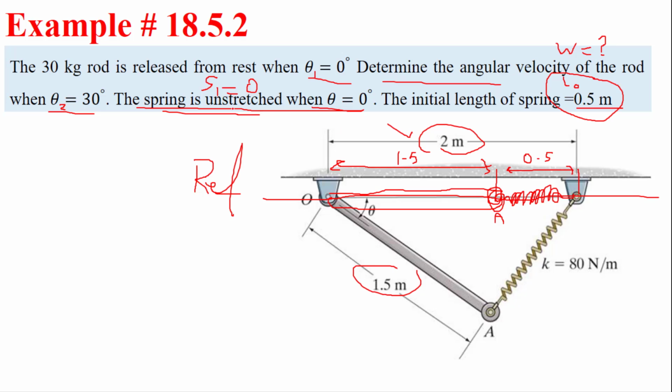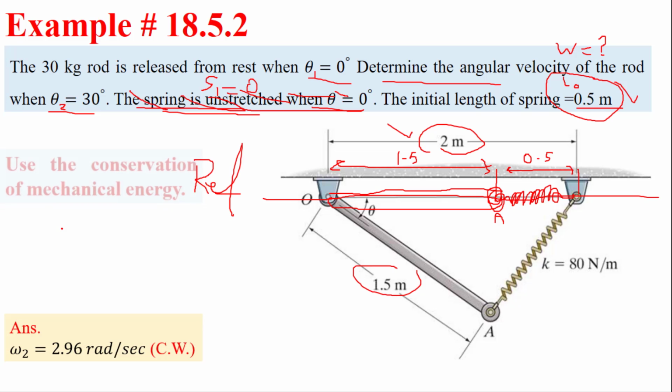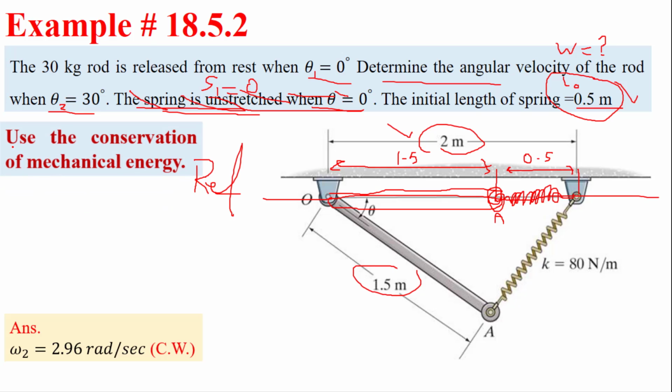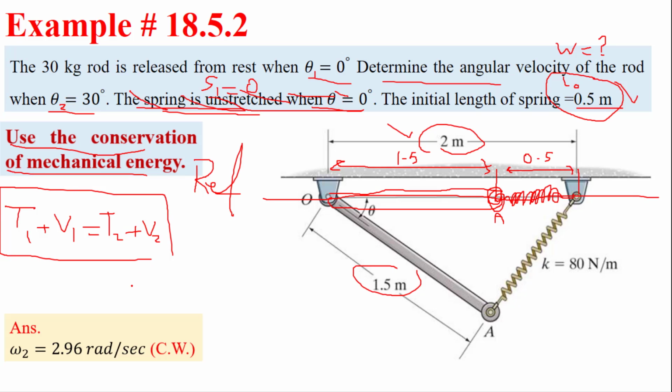If the question did not mention that there is no stretching, if this sentence was absent, then you could conclude from here that there is no stretching, because the initial length is 0.5. So here is the final answer, and notice that we use the conservation of mechanical energy, which is T1 plus V1 equals T2 plus V2. The question told us to use this equation.